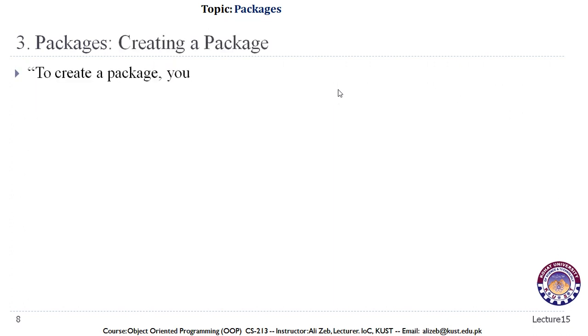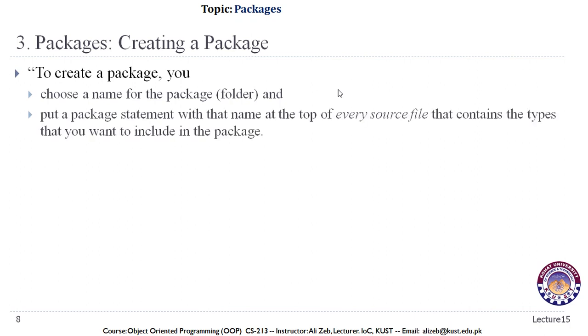Creating a package. To create a package, you need to choose a name for the package or the folder and put a package statement with that name at the top of every source file. If you have seen in your programs, you will notice that there is a name of the package at the top of your source file, like package X. X is the name of the package where you are creating your program. That contains the types that you want to include in the package. The types in our case have been the classes that we have been creating.